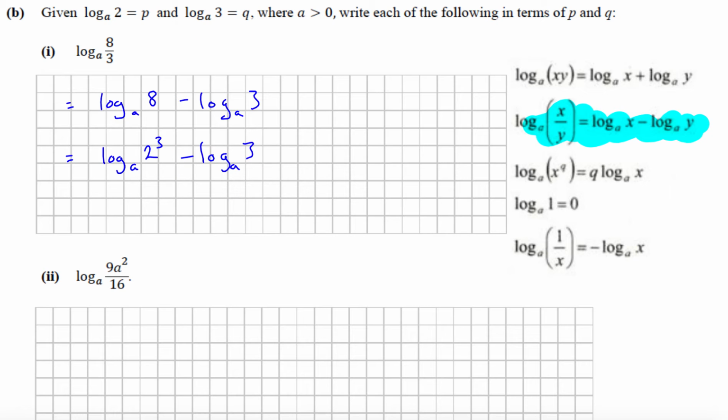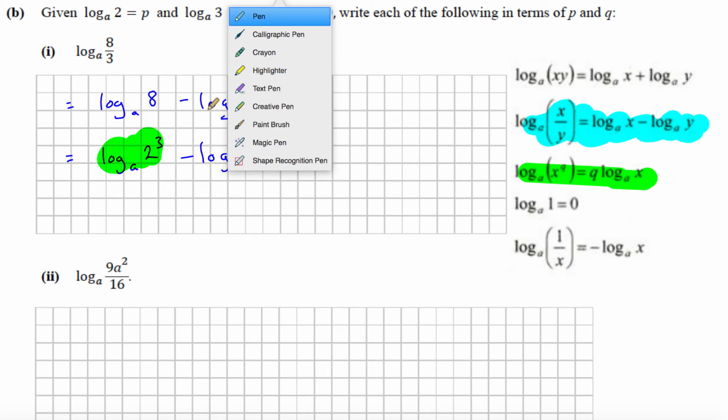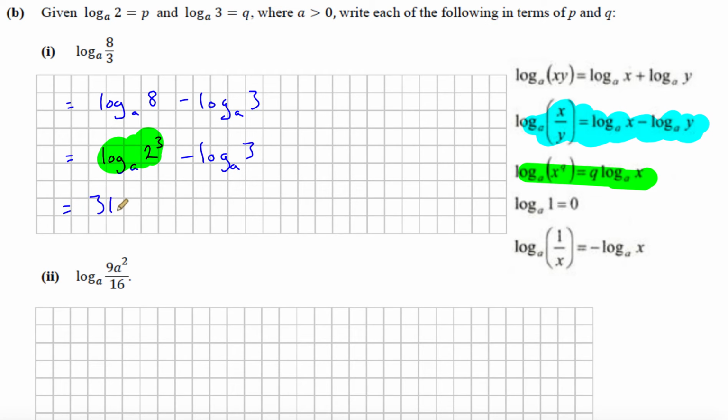And then using another rule of indices, which is this one here. Now I can see that the power for this first bit, the 3, can come to the front, just like the power q came to the front here. So that's going to give me 3 log to the base a of 2 minus the log to the base a of 3.